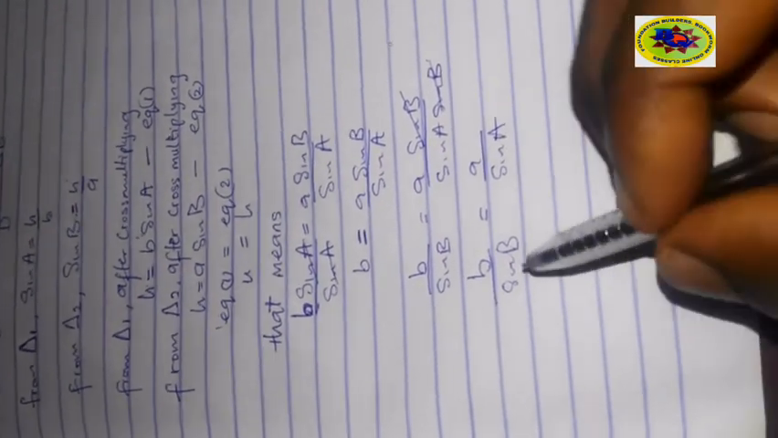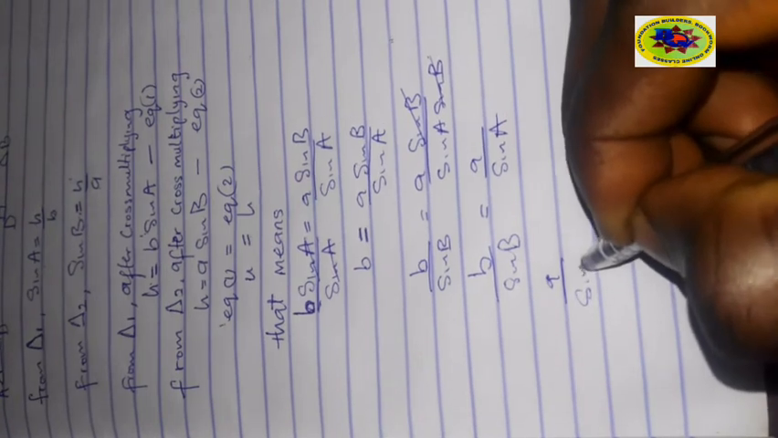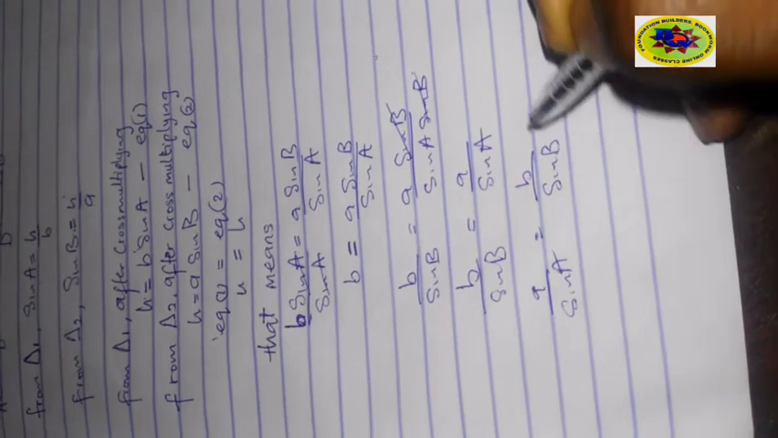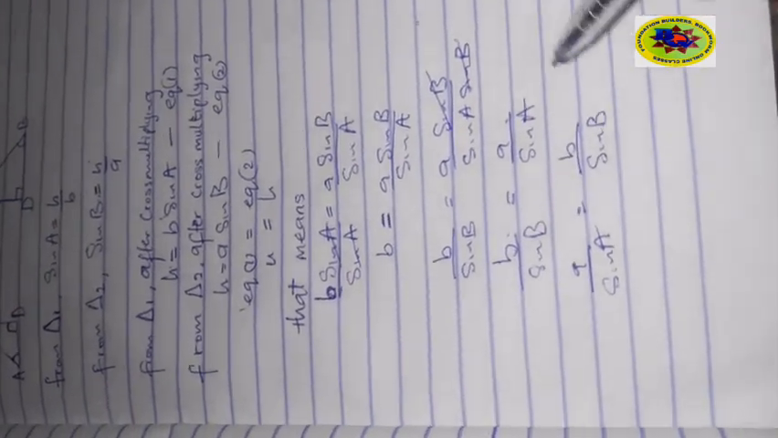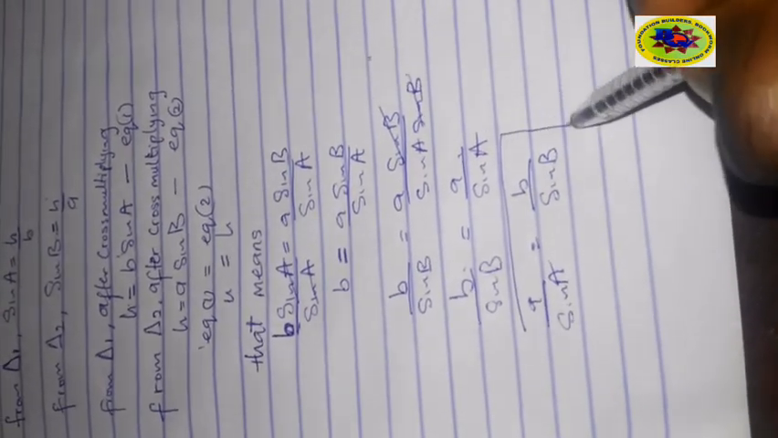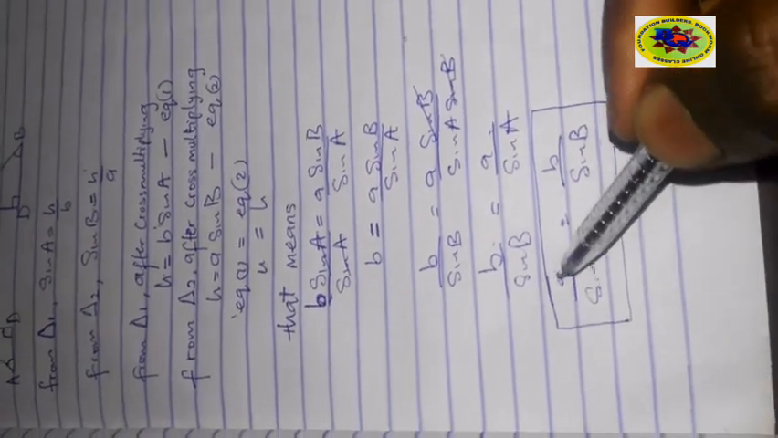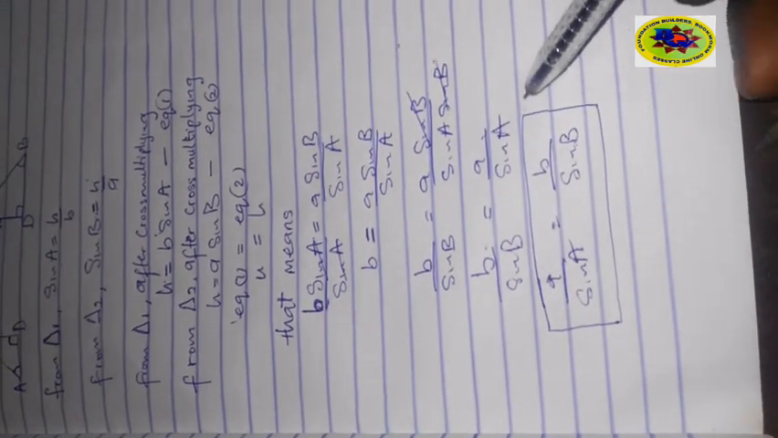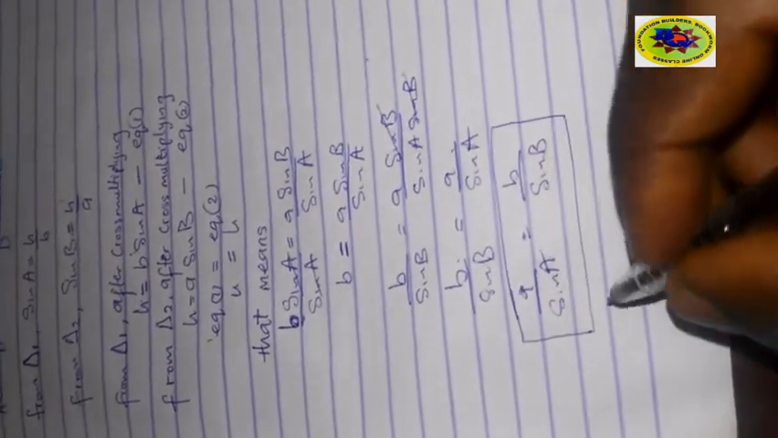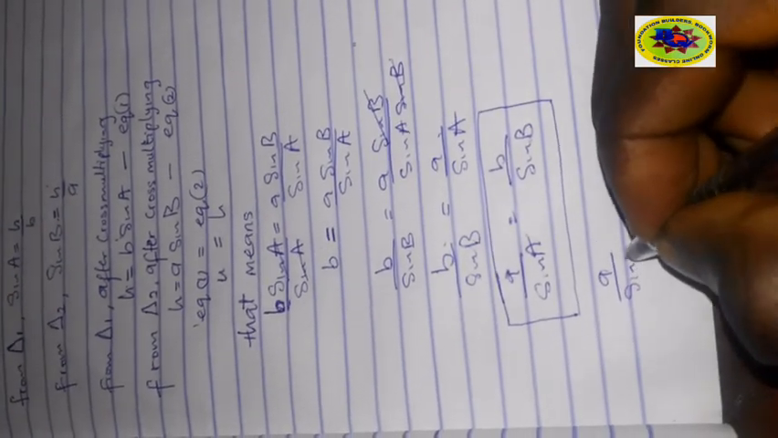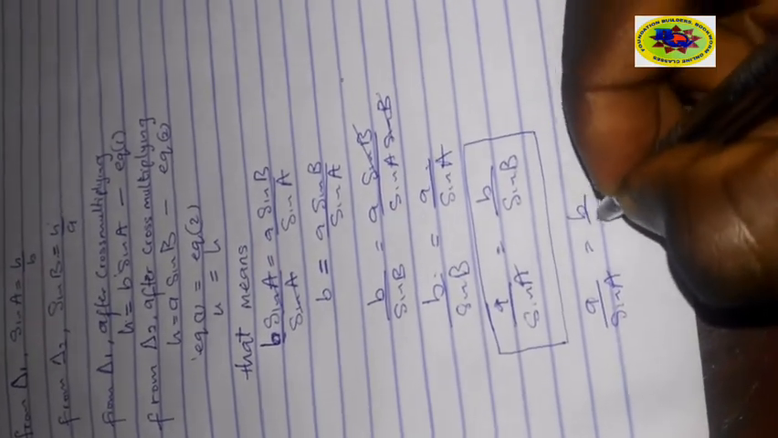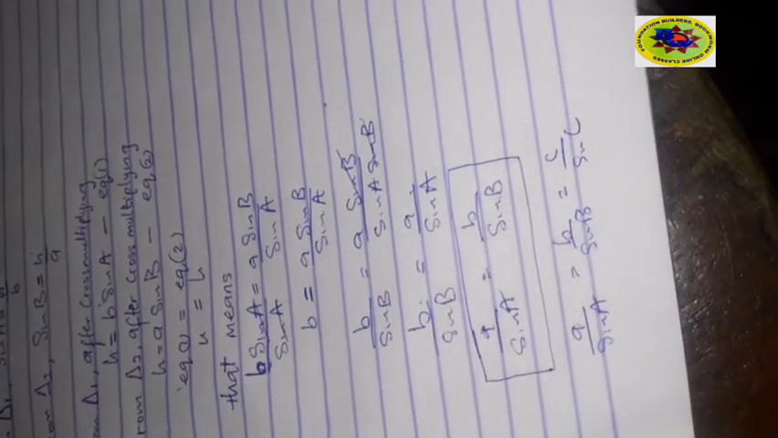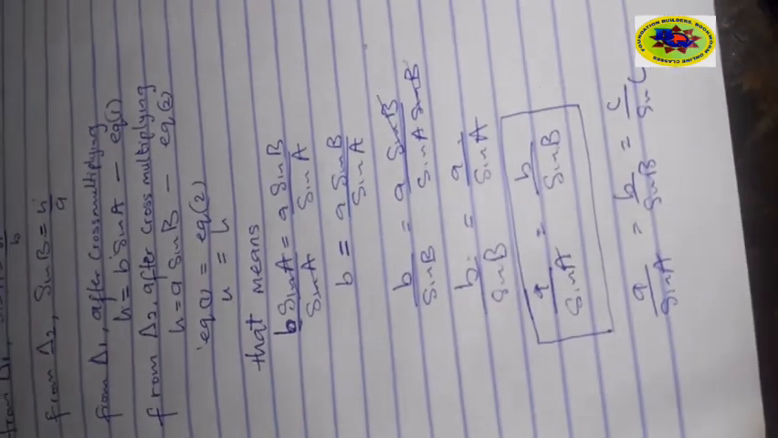Since this is equal to this, that means a all over sine A is equal to b all over sine B. So this is the equation we are trying to derive. And since a over sine A is equal to b over sine B, that means this is also equal to c over sine C. A over sine A equals b over sine B equals c over sine C. That is it. Thanks for watching.